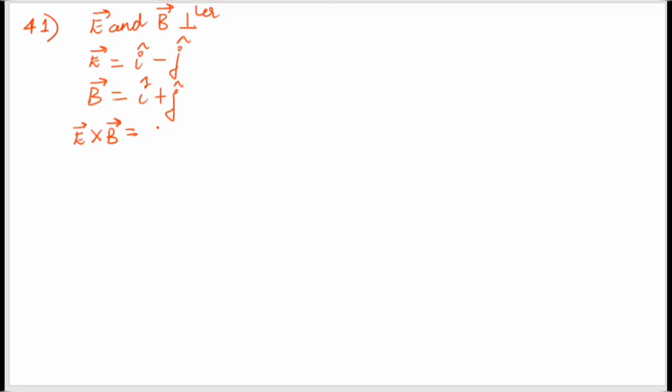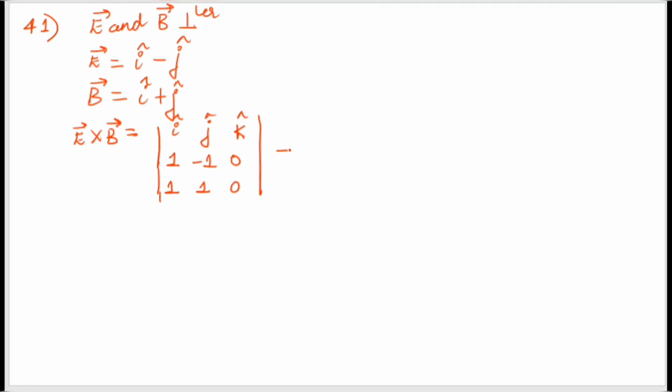So E vector cross B vector is equal to the determinant of i cap, j cap, k cap. Let us take 3 cross 3. Next, for the electric field, it is i cap minus j cap, so write the magnitudes: 1, minus 1, and k cap is 0. For the magnetic field, i cap magnitude is 1, j cap magnitude is positive 1, k cap is 0.